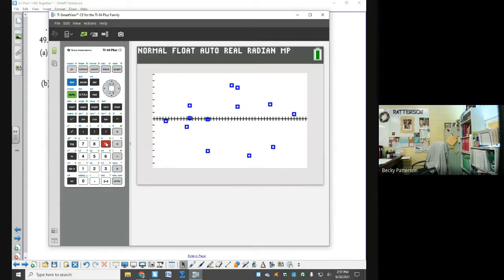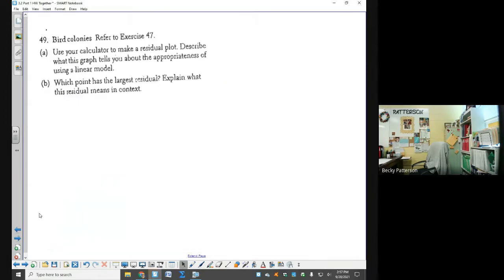Okay, so what do you think? Is a linear model appropriate? Yes, because there's no pattern in the residual plot. Nice job. Now, part B. Which point has the largest residual? And then, God help us, explain what this residual means in context.